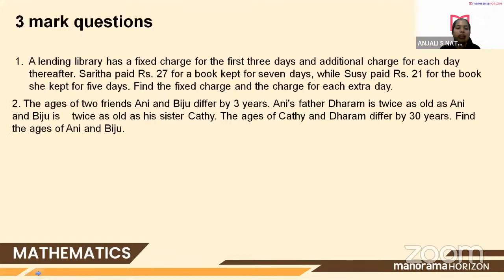The ages of two friends, Ani and Biju, differ by 3 years. And the first condition given is the ages of the two friends, Ani and Biju.